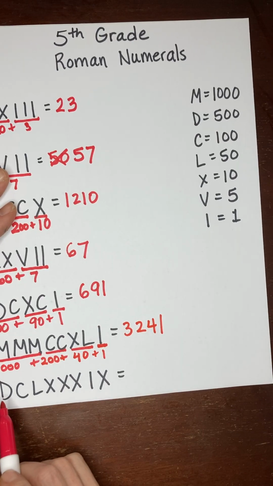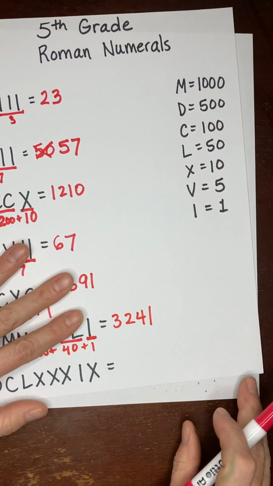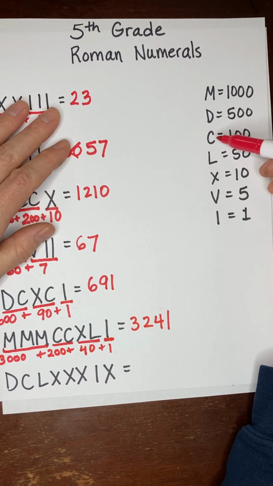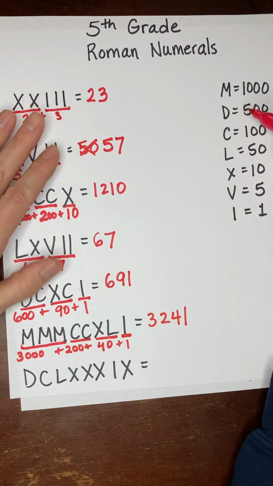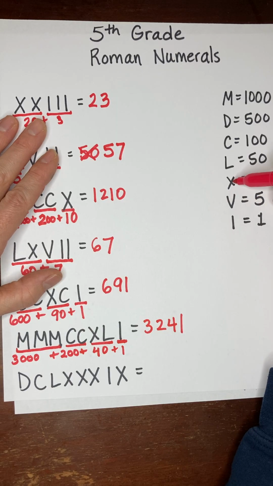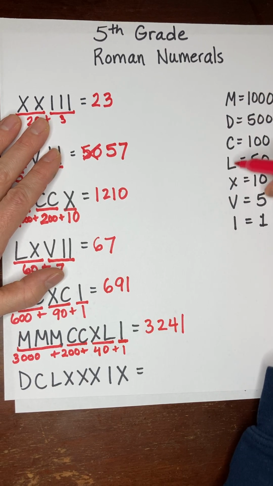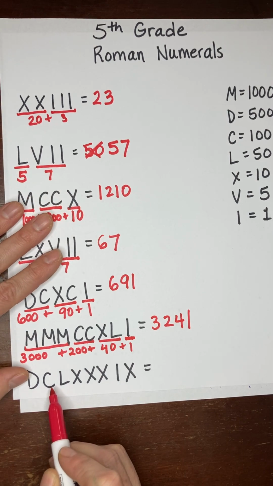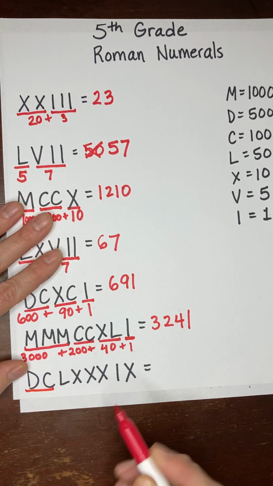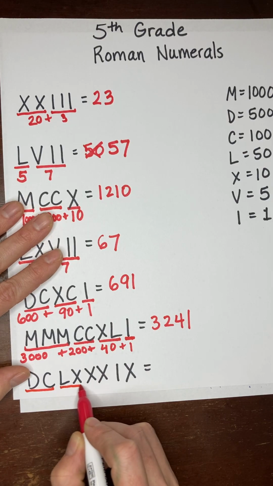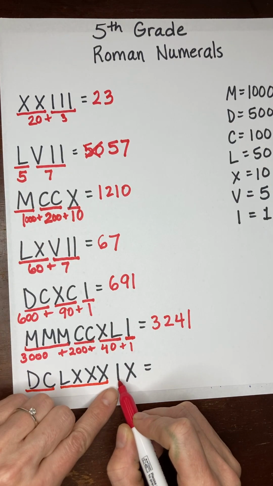Okay, we have D, let's do this over here. We have DC, I hope all that wasn't out of screen, DCL, XXXIX. Okay, so they're all in order up until the very end. So let's see here. D and C are both in the hundreds, so they're going to go together. Then L, X, X, X, those are all in the tens place, so they're going to group together. And then I and X.